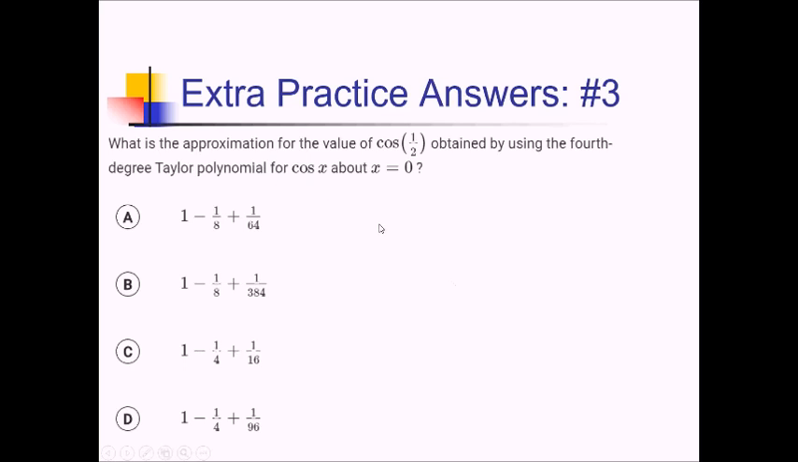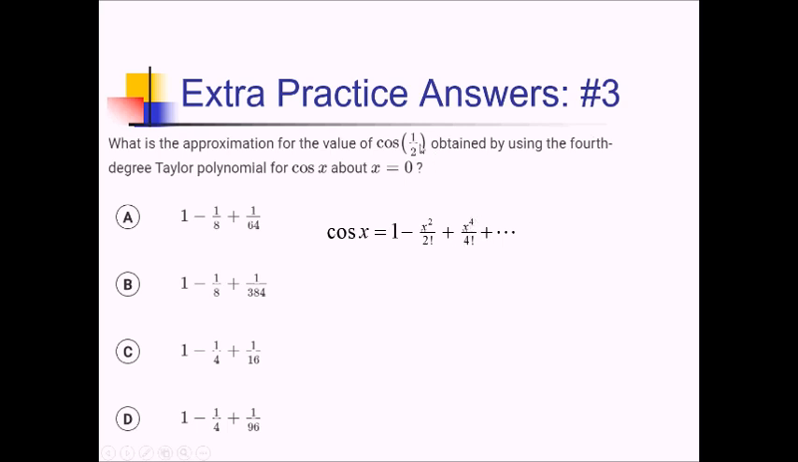For this problem, they want the approximation for cosine of 1/2 using a 4th degree Taylor polynomial for cosine about x equals 0. So we're just doing a Maclaurin series here. The Maclaurin series for cosine, this is one of those you should have memorized. This is just going to be 1 minus x squared over 2 factorial plus x to the 4th over 4 factorial, and so on and so forth. But they only want a 4th degree approximation of all this, so we're just going to stop here.